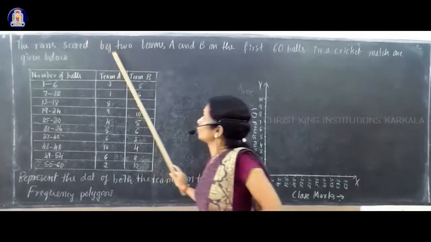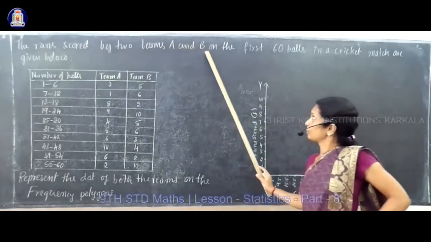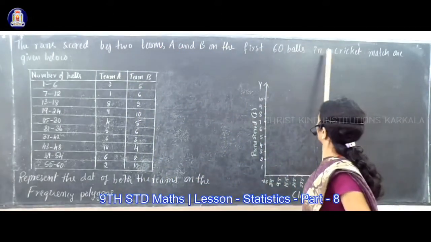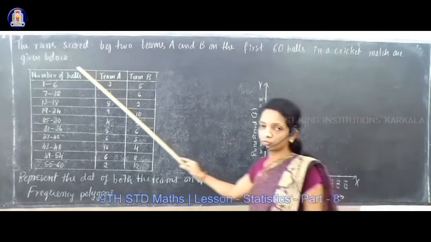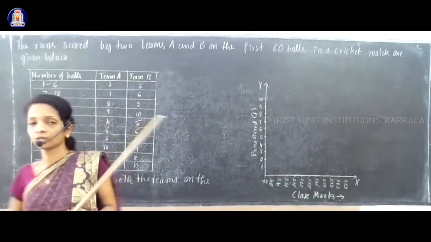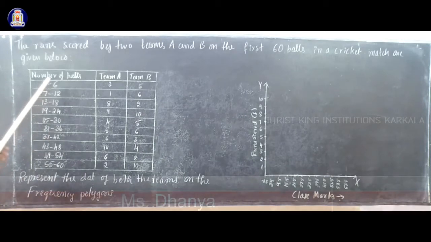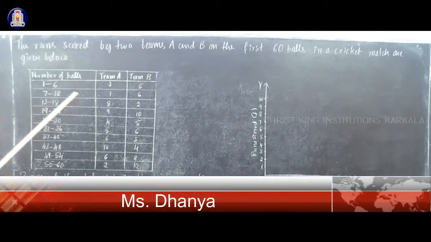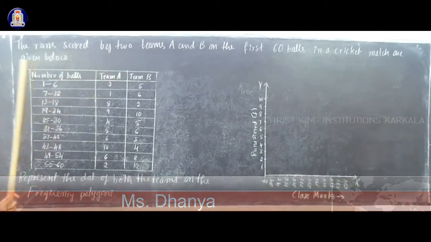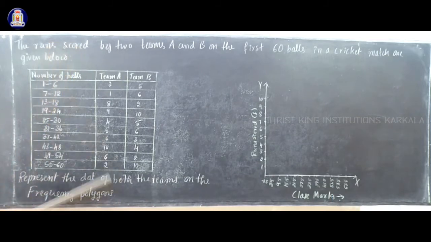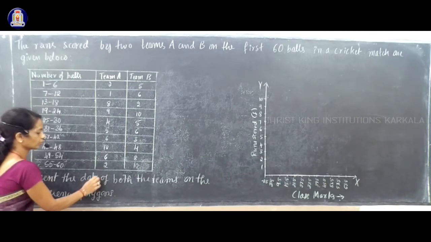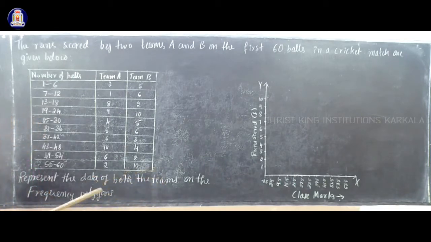The runs scored by two teams A and B on the first 60 balls in a cricket match are given below in a table. You have to represent this data of both the teams on the frequency polygons.